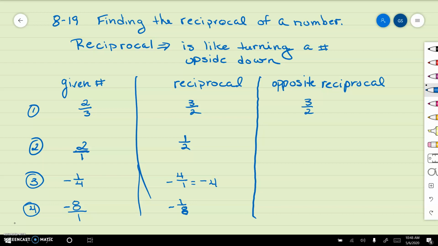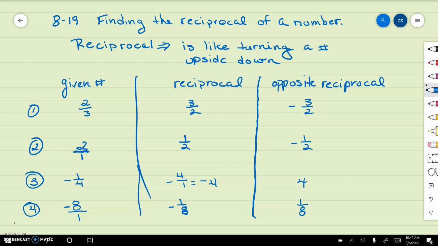3/2. It was positive. It becomes negative. The opposite reciprocal of 1/2 is -1/2. It's just changing the sign. The opposite of the reciprocal -4 is +4. And the opposite of -1/8 is +1/8. So when we talk about reciprocal, we're talking about flipping. When we're talking about opposite reciprocals, we're talking about flipping and changing the sign.